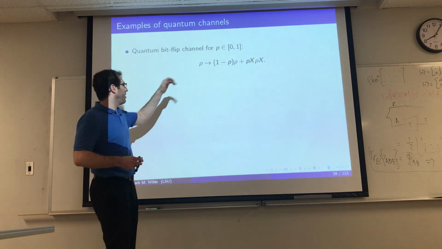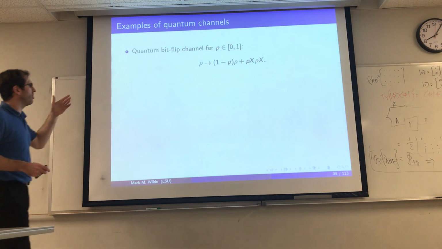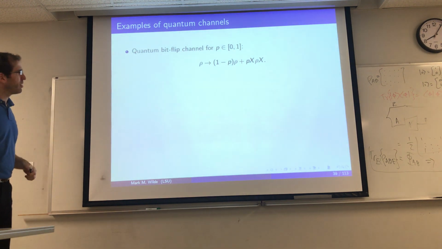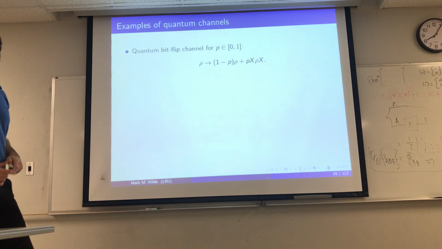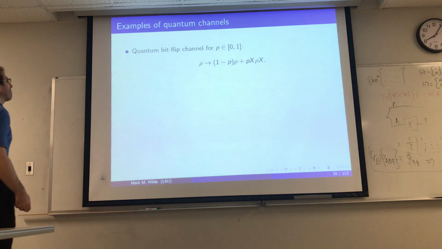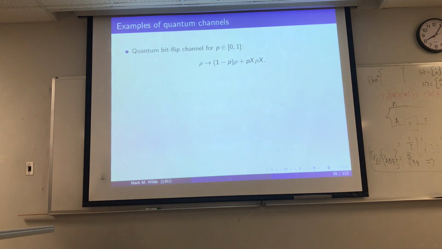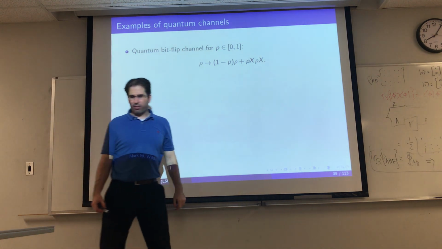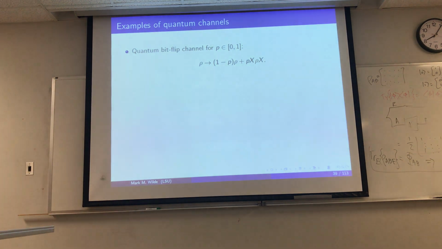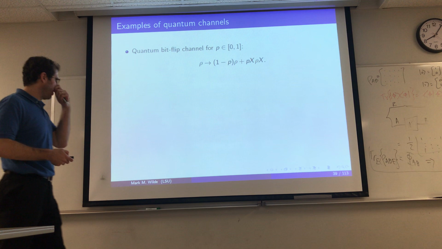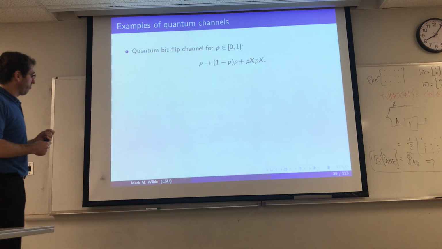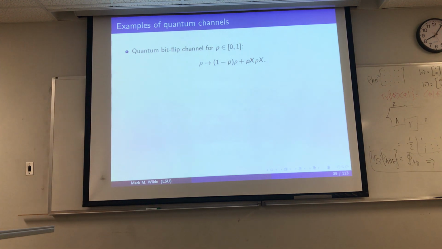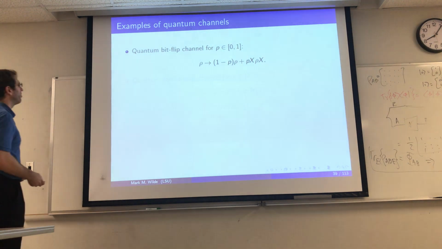So if you were to send in the classical state 0, the output would be a mixture of 0 and 1, because the bit flip would flip the 0 to the 1. Okay? If you change x to z, that's what's called a dephasing channel. So it's like a bit flip channel in a different basis. That's a common toy model of noise in superconducting qubits.